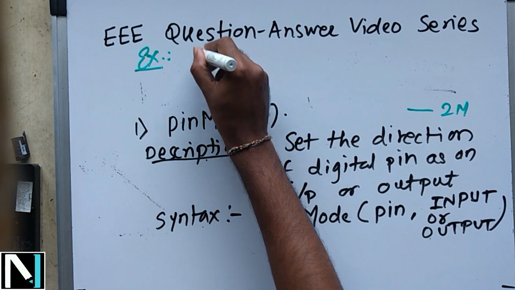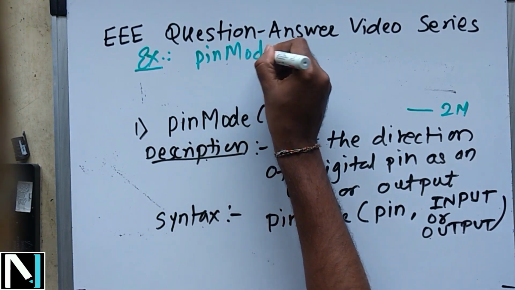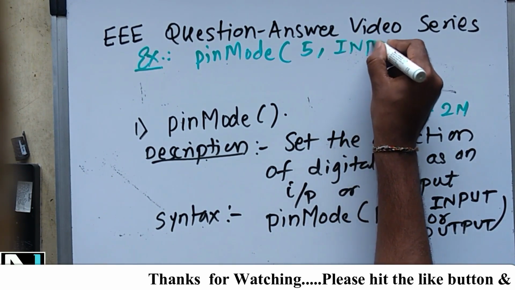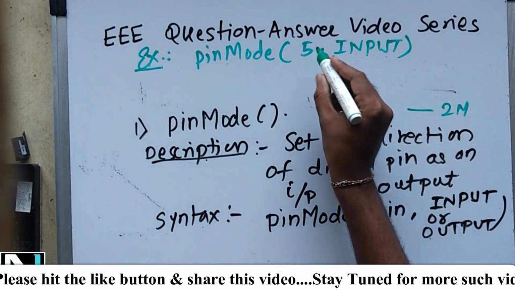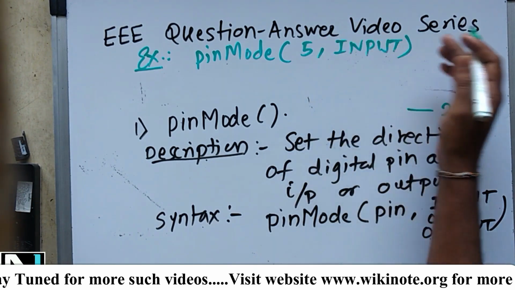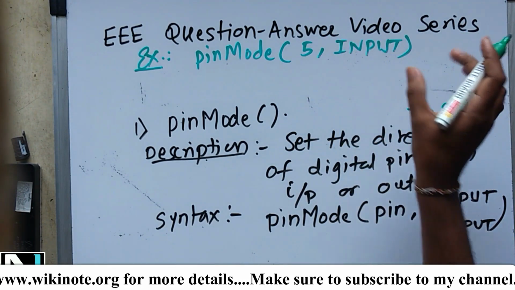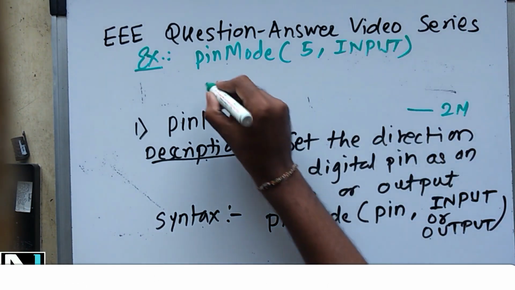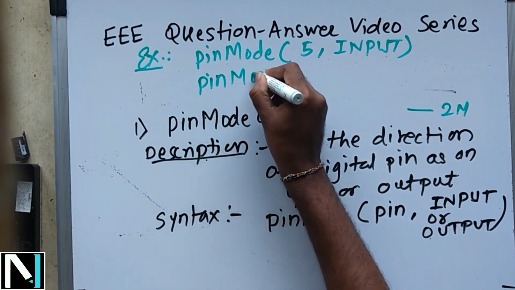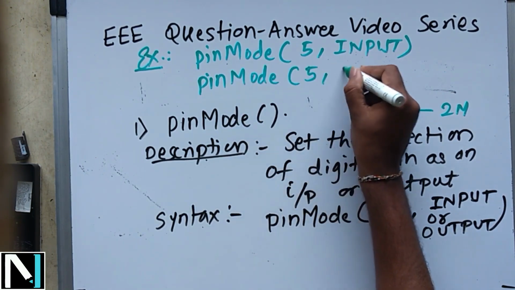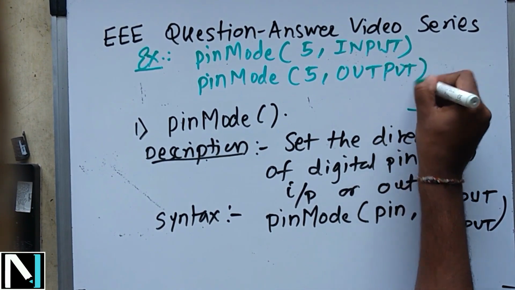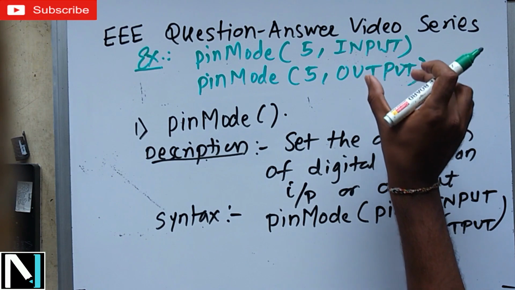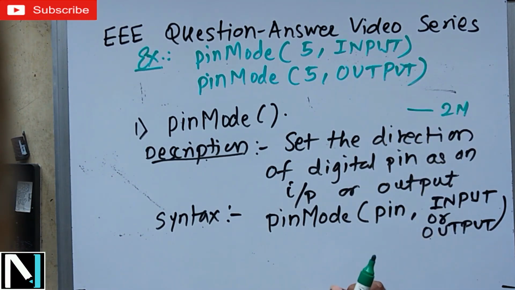Suppose I write pinMode in brackets 5, INPUT. Its meaning is I am configuring digital pin number 5 as an input pin. Input means your microcontroller Arduino pin is going to take the data inside the microcontroller. If I write in this fashion pinMode 5, OUTPUT, its meaning is digital pin number 5 has been configured as an output. That means its direction is set as an output pin.